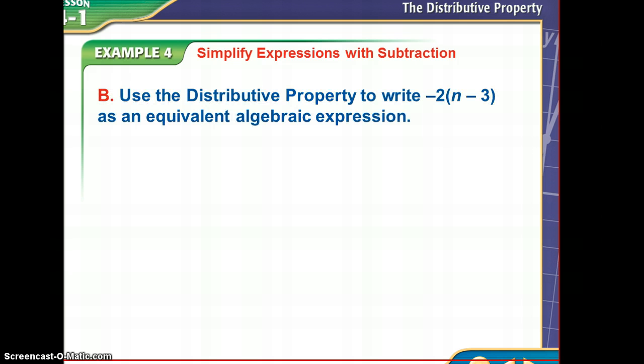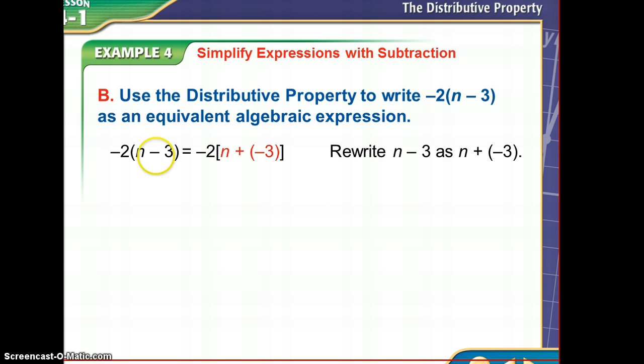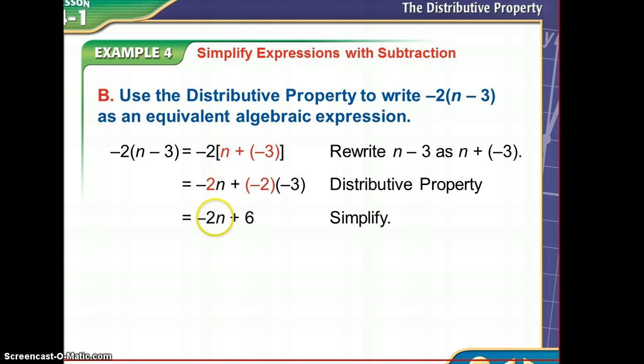Okay, why don't you give this one a try? Let's be careful this time, because notice it's a negative number that we're distributing through the parentheses. Once again, they have elected to rewrite this subtraction as adding a -3, which is fine. So we get -2n plus a -2 times a -3. Remember, the sign in front of the number here is part of that number. So you end up with -2n, negative times a negative, of course, is positive, so you end up with +6.